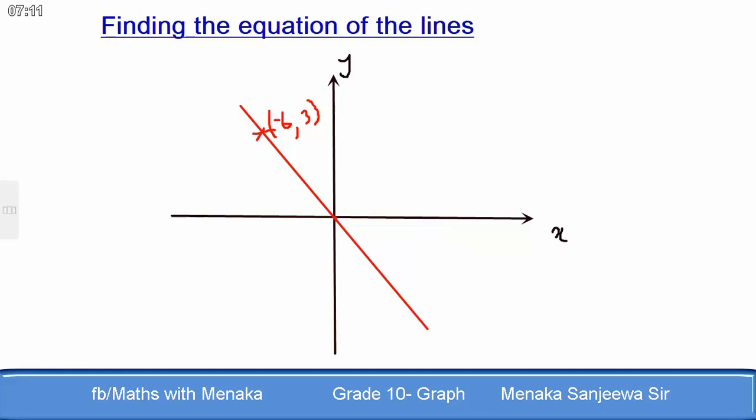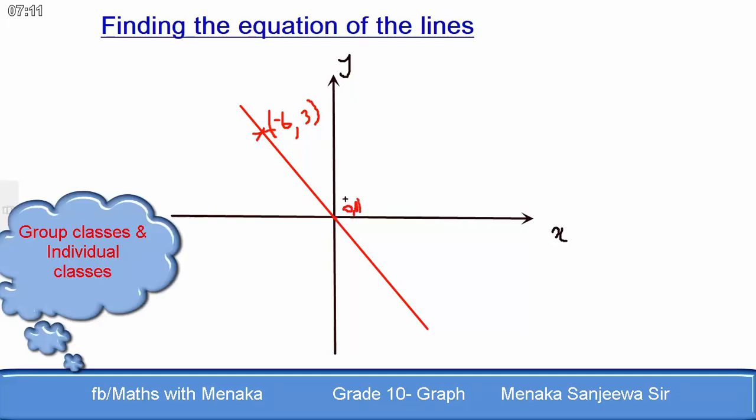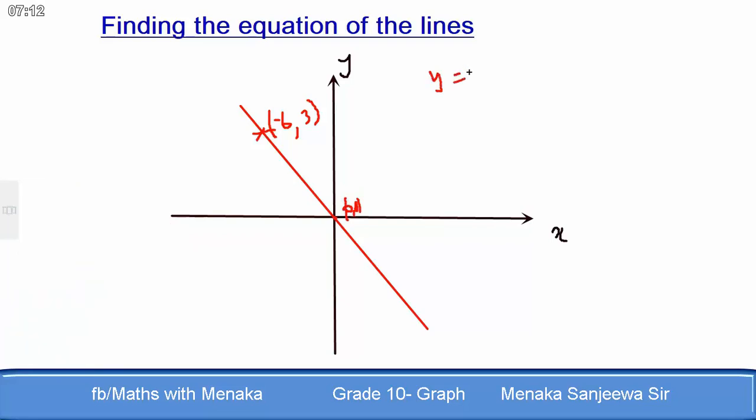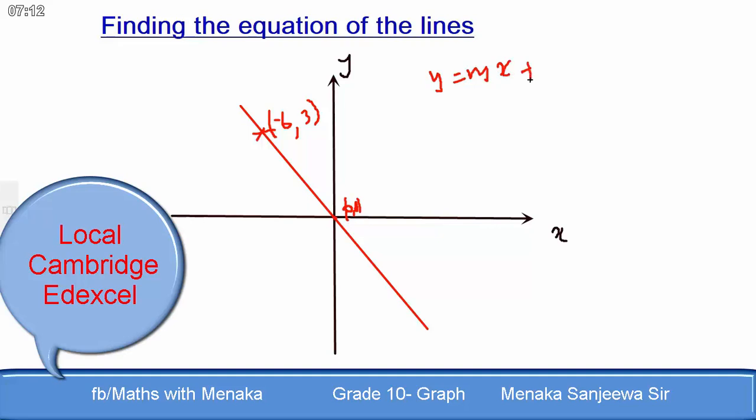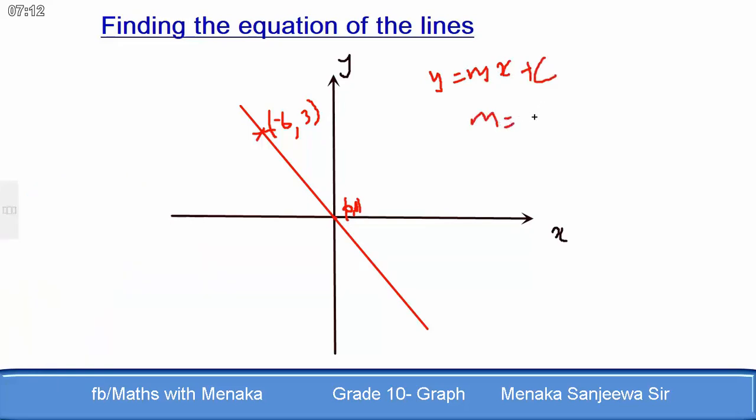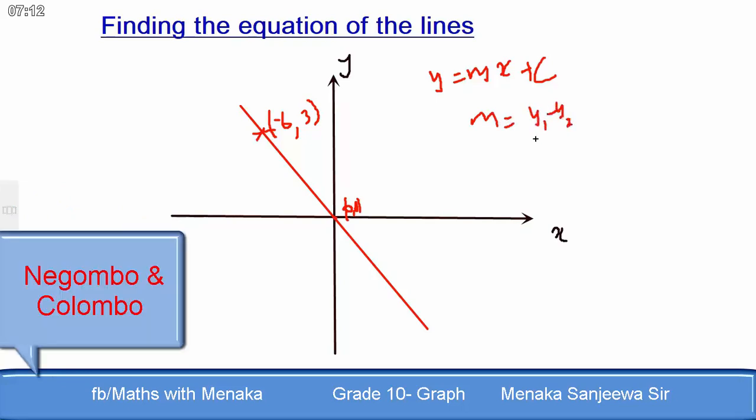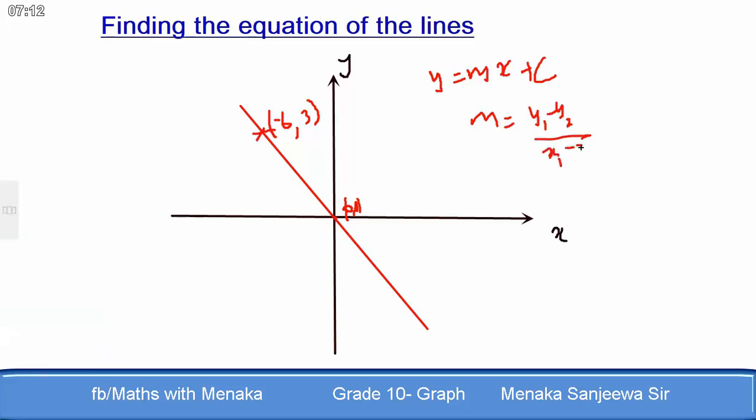Find the equation of this. Now what are the two points you can take easily? This point is 0, 0, origin is 0, 0. Then find the equation. Y equal mx plus c. This is a general line. So you must find c and m. What is m here? Write the formula. Y1 minus y2 divide by x1 minus x2.